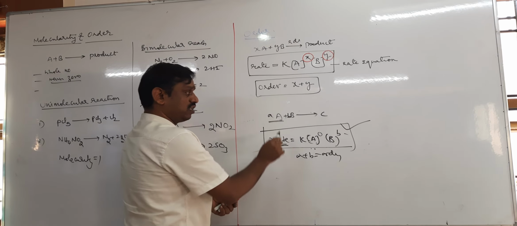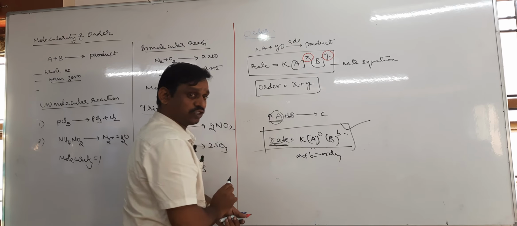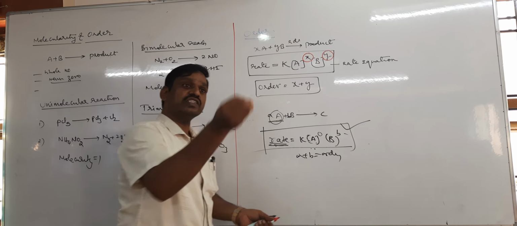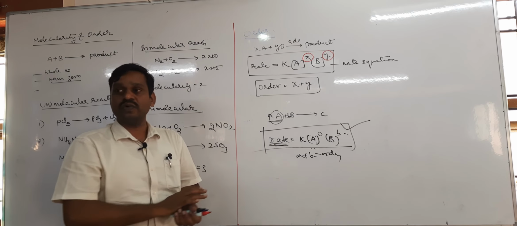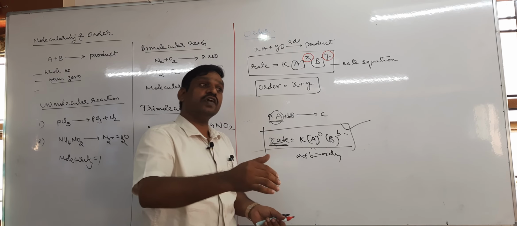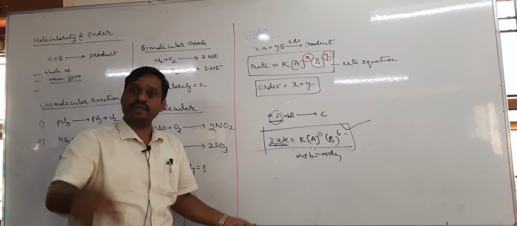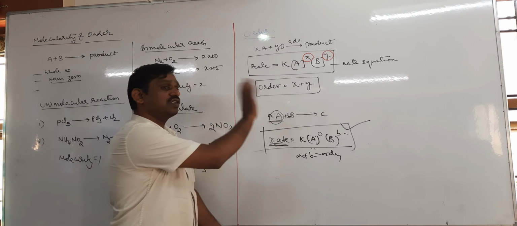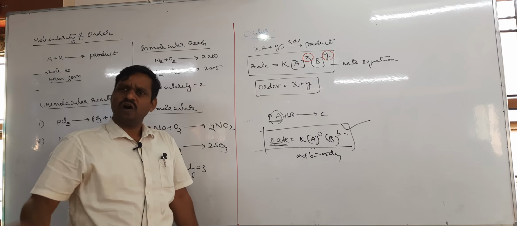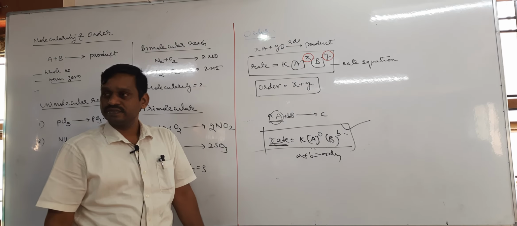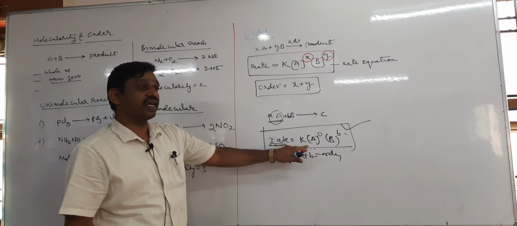At the RDS, this A is not changing its concentration. If it is not changing its concentration, it means no involvement of the reactant. A is not involved in the chemical reaction. If it is not involved in the chemical reaction, the order with respect to that is 0. So all are interlinked. Therefore, now we write the equation like this.